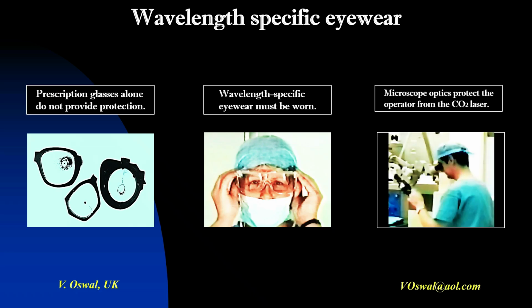When using a CO2 laser with the microscope, the optics, which are made of glass, offer protection because the CO2 laser cannot penetrate glass. In contrast, visible lasers such as the KTP laser can pass through standard optics. To ensure the operator's eye safety, a specific wavelength filter is added to the microscope optics.